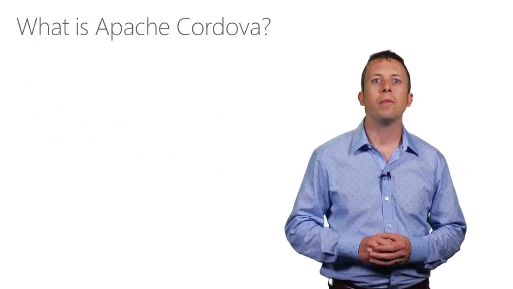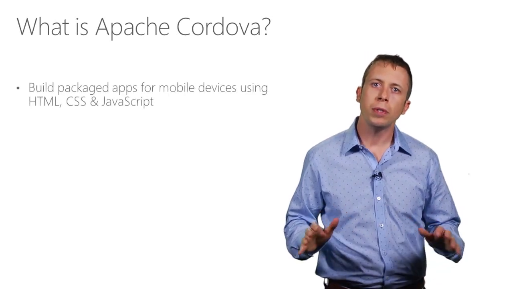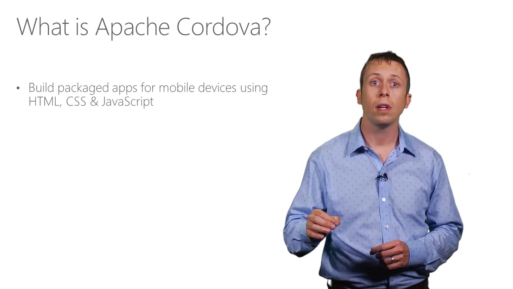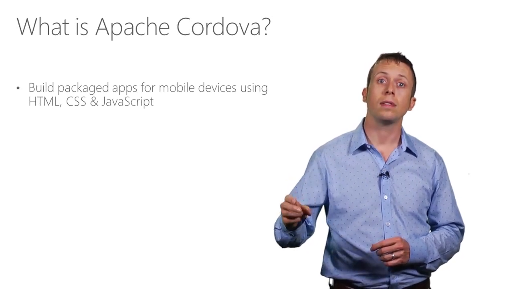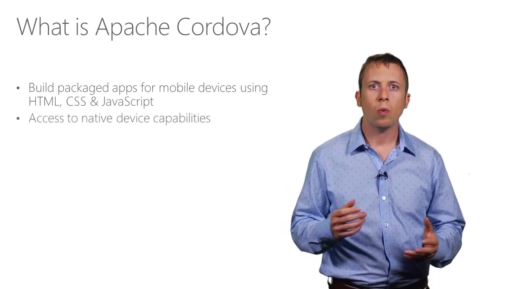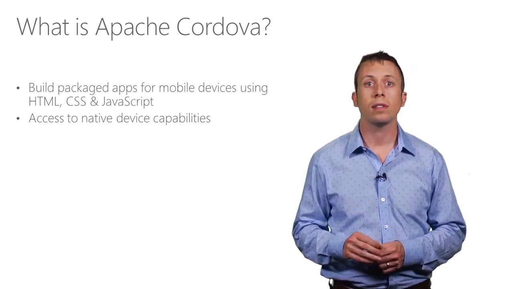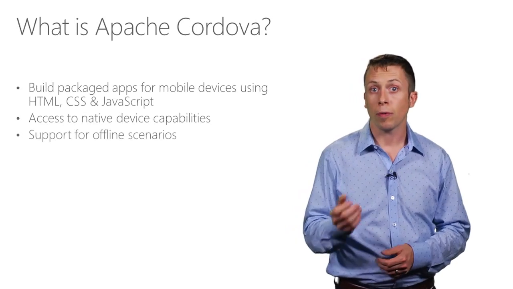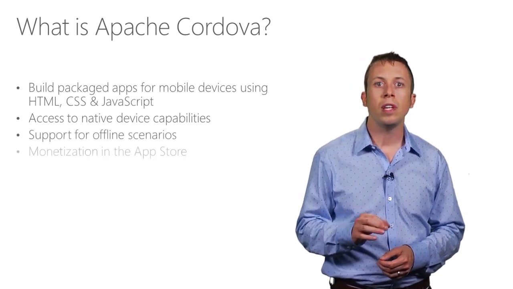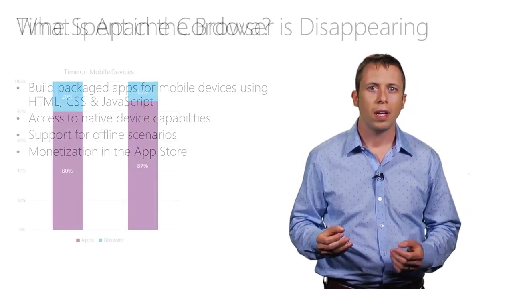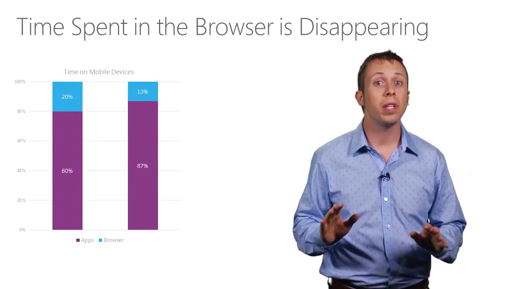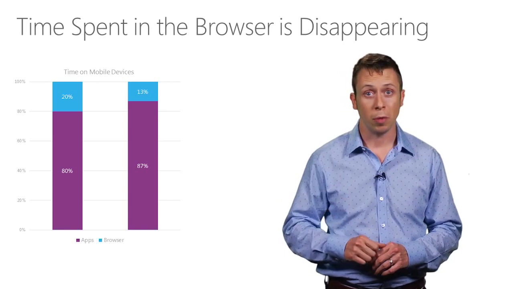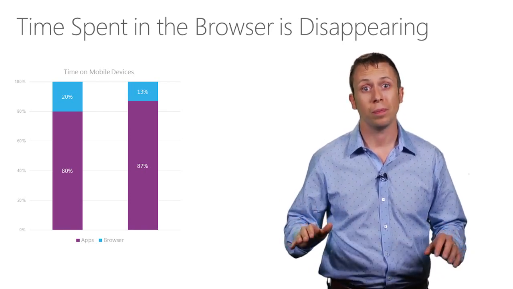Now, if you're not already familiar with Apache Cordova, it's an open source framework that enables developers to build packaged apps for mobile devices using HTML, CSS, and JavaScript. And unlike web apps, packaged apps give you access to native device capabilities like the camera or file system, support for offline scenarios, and the opportunity for monetization in the app stores. They also solve an important discoverability problem as more and more consumers choose to engage with apps on their mobile devices rather than the browser.